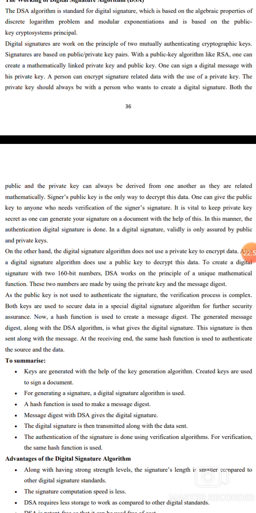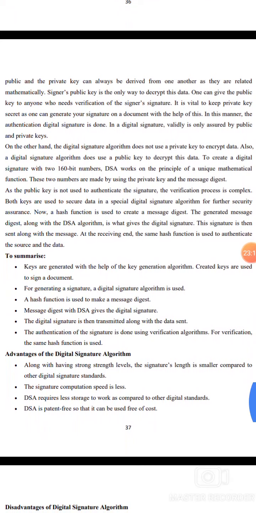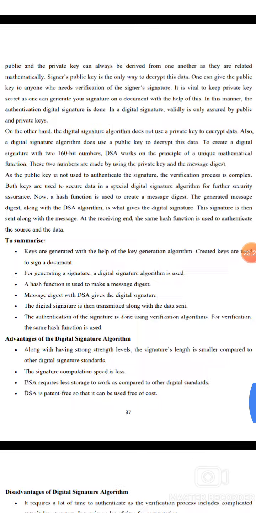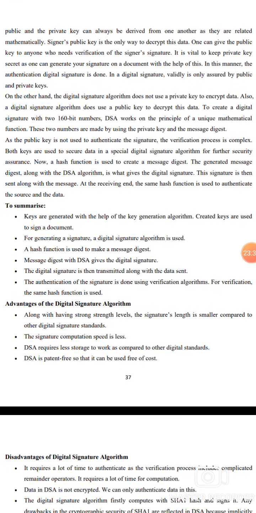One can sign the digital message with a private key. The person can encrypt the signature-related data using the private key. The private key is always with the person who wants to share and create the digital signature. Both the public and private keys cannot be derived from one another, though they are related mathematically. The signer's public key is the only way to decrypt the data. On the other hand, the digital signature algorithm does not use a private key to encrypt the data. The digital signature uses a public key to decrypt the data.